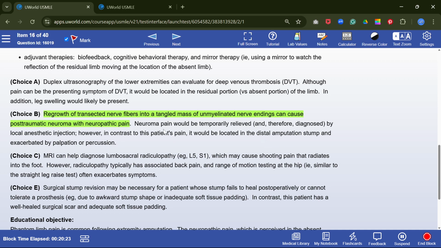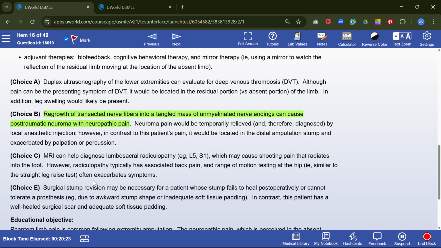Neuroma is diagnosed by giving a local anesthetic injection. However, in contrast to this patient, it would be located in the distal amputation stump and exacerbated by palpation or percussion.